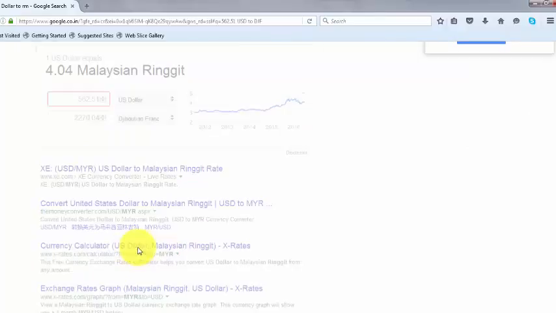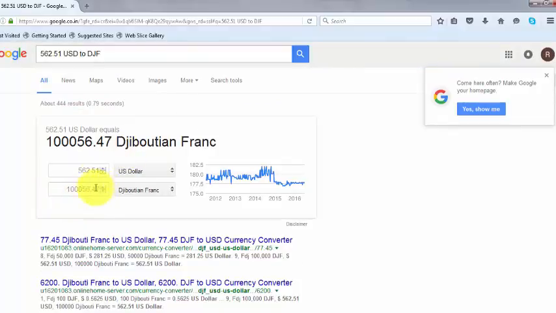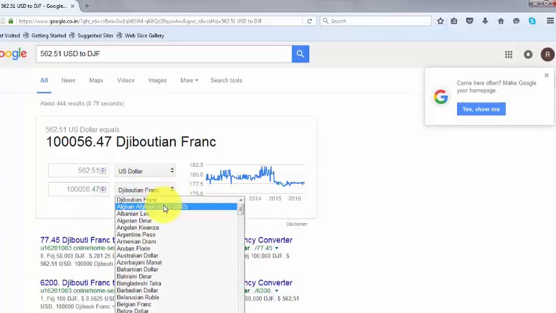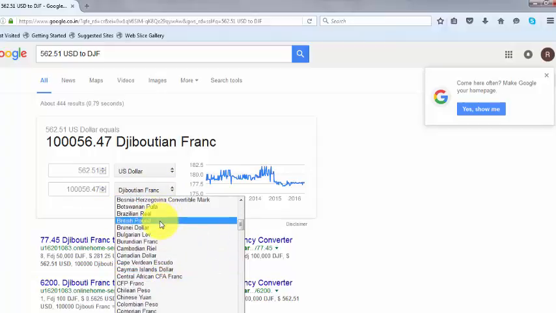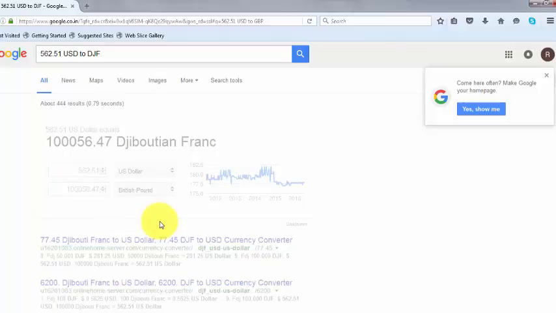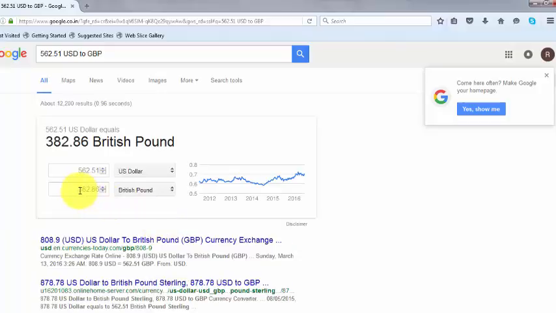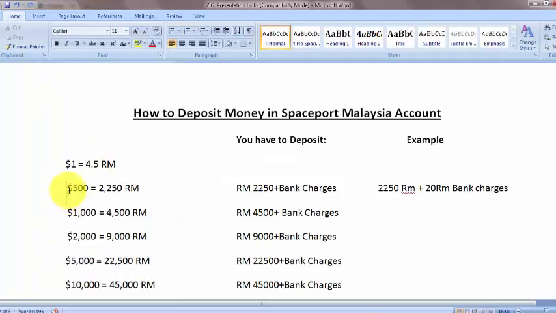If you are depositing in francs, let's say, now you can see this many francs you have to deposit for the $500 package. Now if you are doing it in some other currency, like, say, British pound, you have to deposit this much amount for the $500 package. Now what we have done here is include the exchange charges in this.